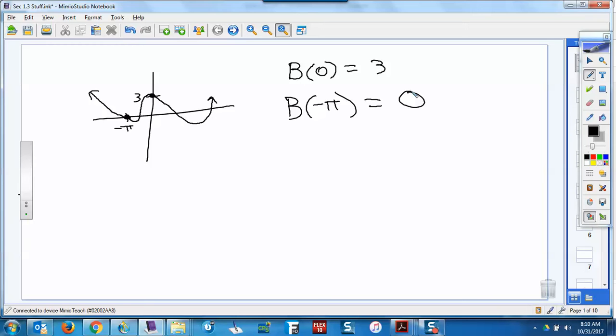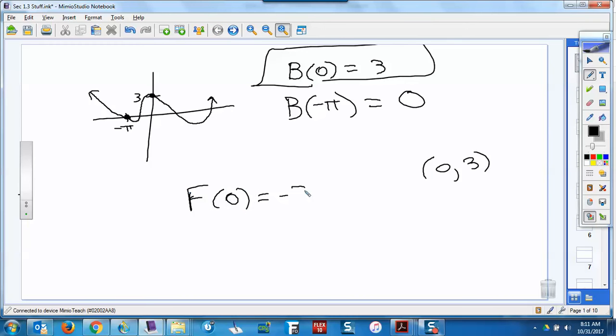Remember, I said that we're not going to call that point 0,3 very often. What we're going to say is b of 0 equals 3. That's how we say the point 0,3 on a function. And then the same thing is true on number 4. It says, kind of the reverse, f of 0 is negative 2. Now, when I see that, almost always I go and draw and plot that point.